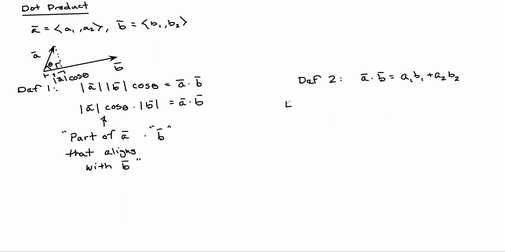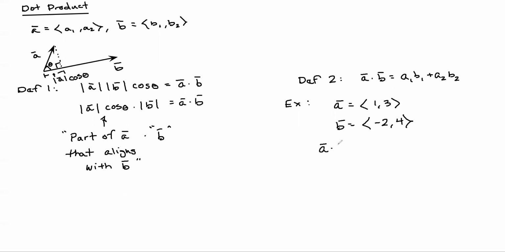So let's do a couple of examples really quick to show that we know how that would work. Let's say that A equals (1, 3) and B equals (-2, 4).